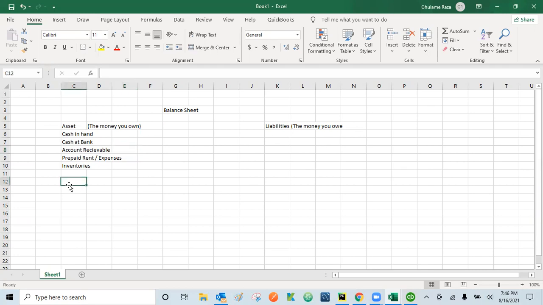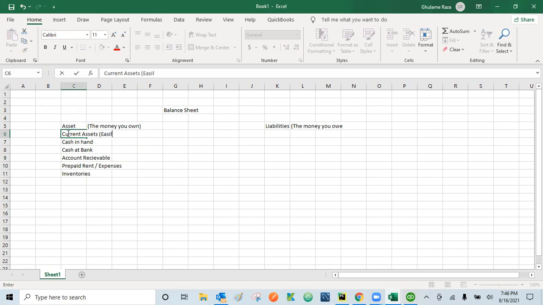Another thing: all of these items that I have mentioned here are easily convertible into cash. That's why they are called current assets. Then we have another type of assets, which is called fixed assets. So what are fixed assets?